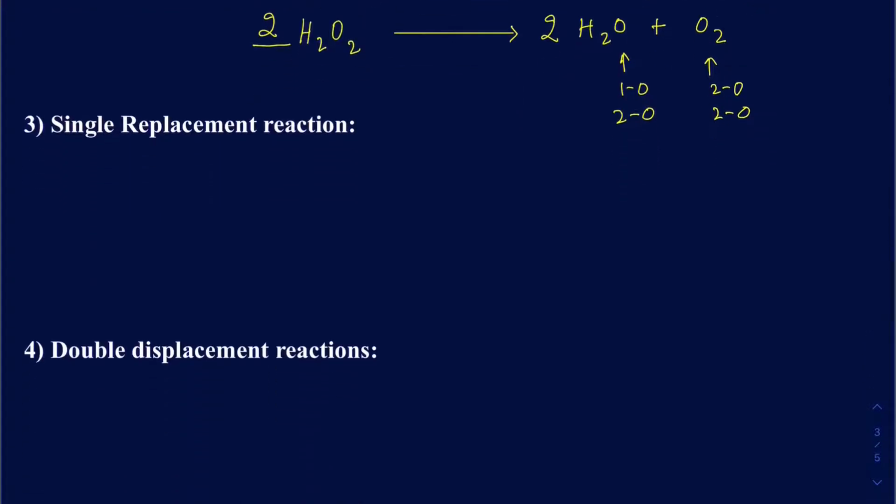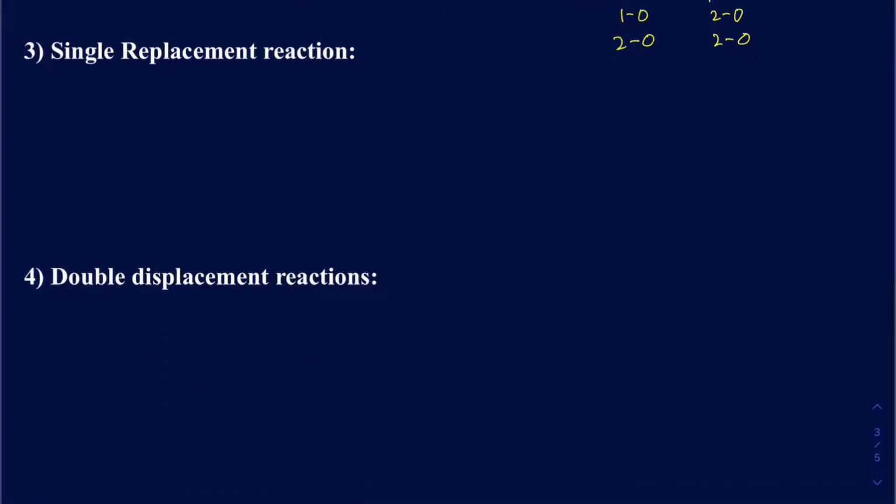Then you have the single replacement reaction, where a generic reaction would look like AB reacting with C, and that goes on to make CB and A. What really happens here is one of the elements swaps with the C, and the other one stays by itself. So that's why it's called a single replacement reaction.